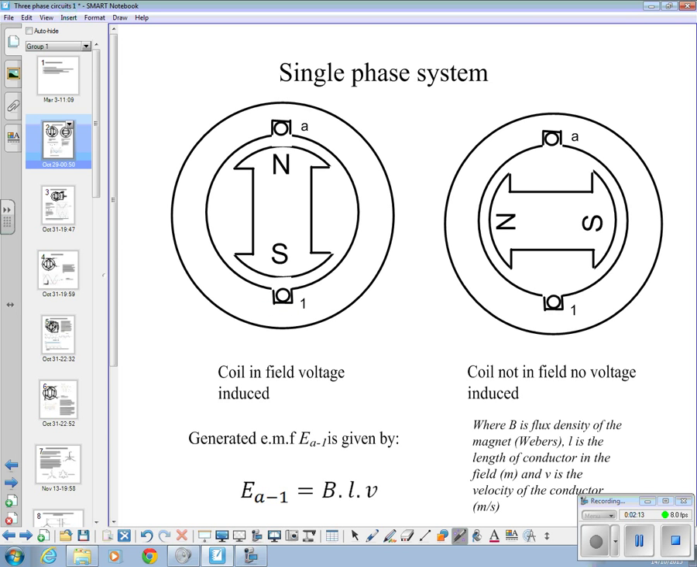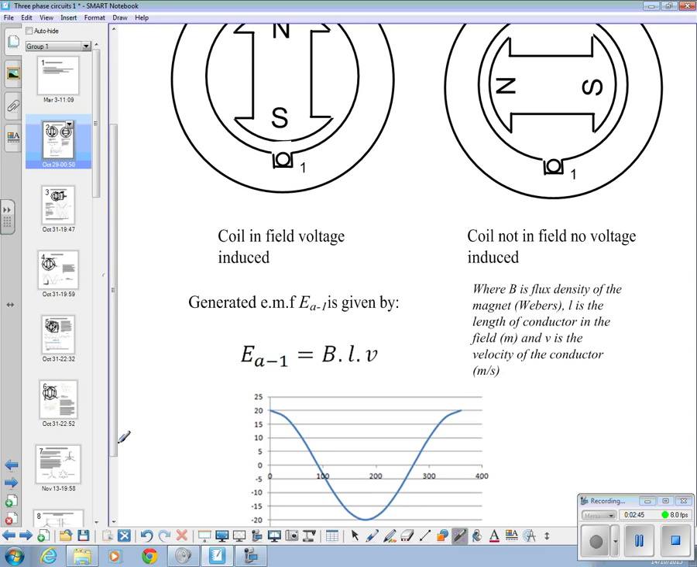In this position, the magnetic field is not cutting across the conductors here and here, so we won't have any voltage induced. And in all the positions in between these two positions, we'd have less than the maximum. So in this position, we'd have the maximum voltage induced on this side, and over here none. The generated EMF is given by that formula, the basic formula there.